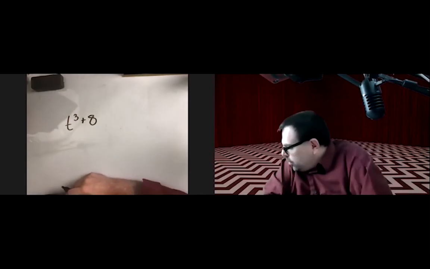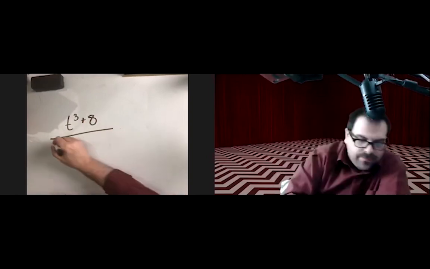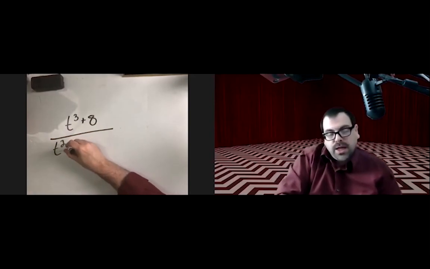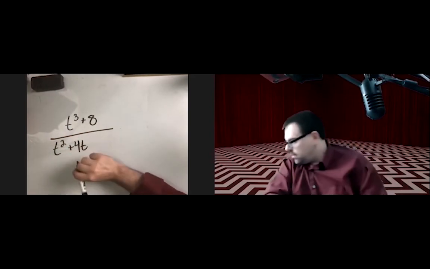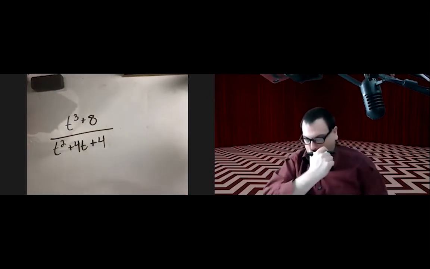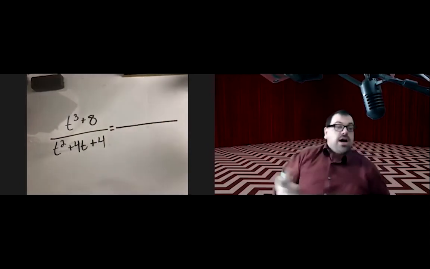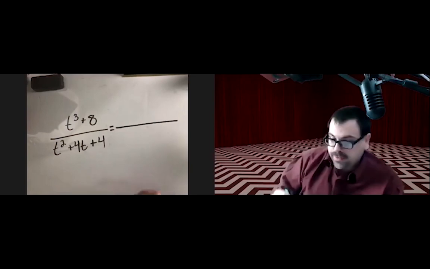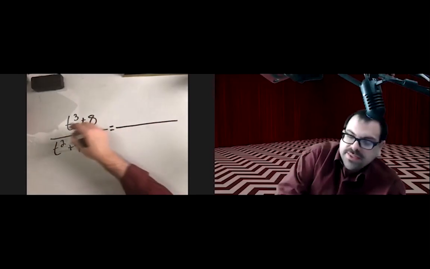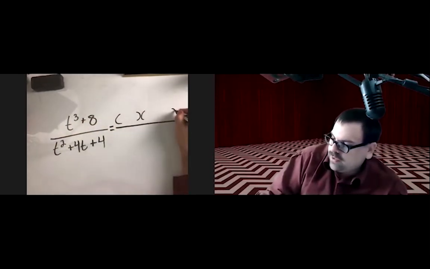Next up, t cubed plus 8 over t squared plus 4t plus 4. Let's go ahead and factor the top, factor the bottom. On top, this is a sum of cubes. We can use that SOAP formula.